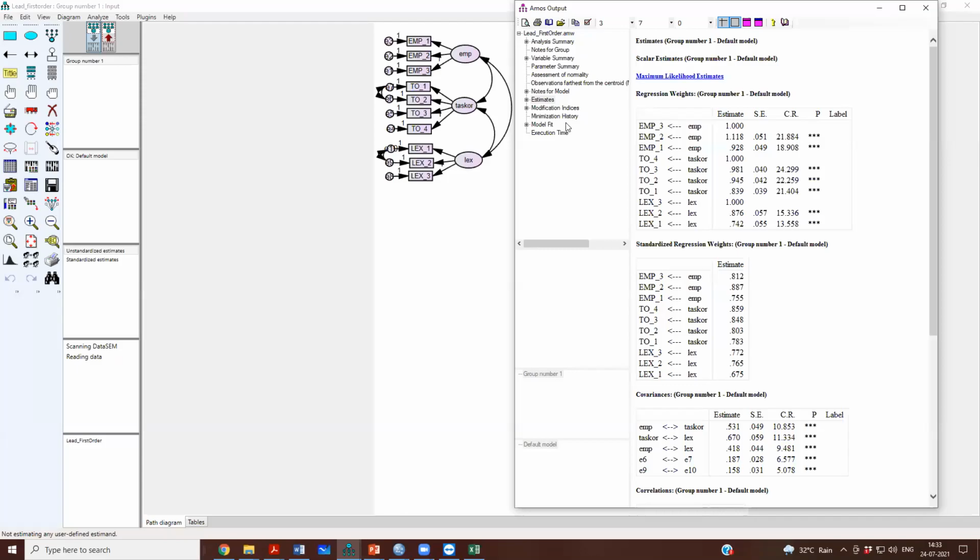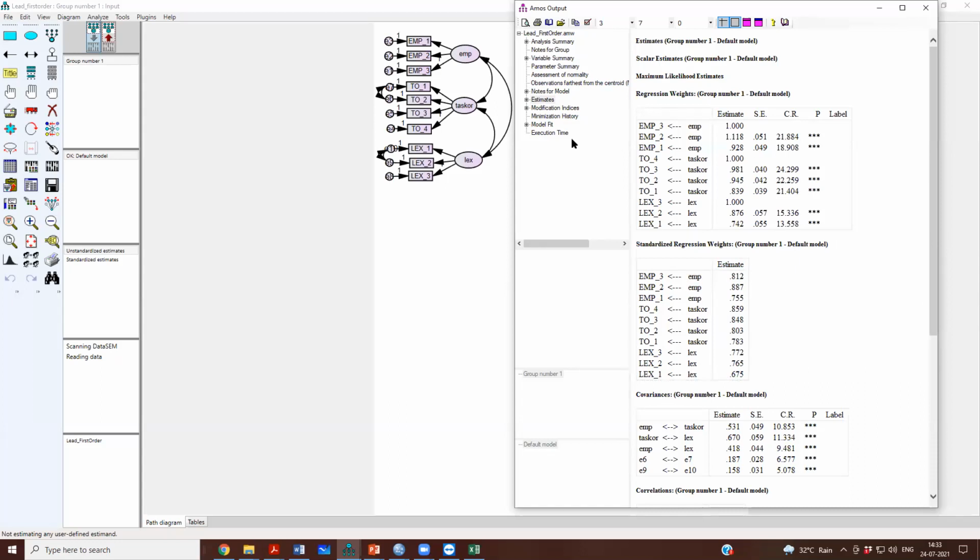Composite reliability and average variance extracted. So I will now demonstrate how composite reliability and average variance extracted is computed. To do that, remember we were talking about how we will be using standardized factor loadings in order to compute that. So this is the standardized regression weight.